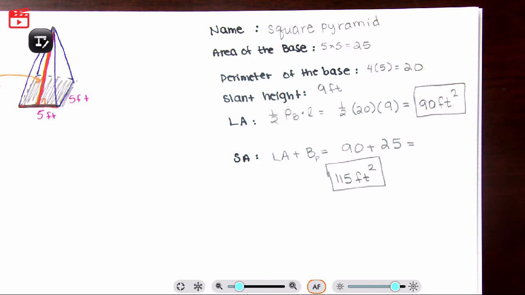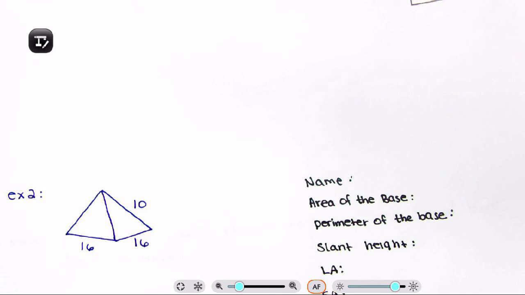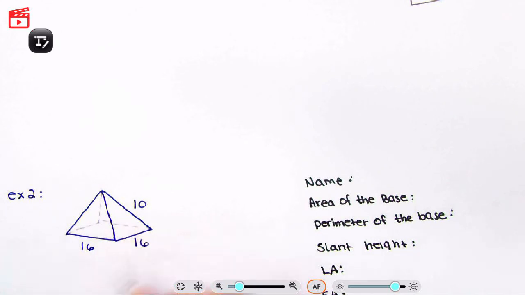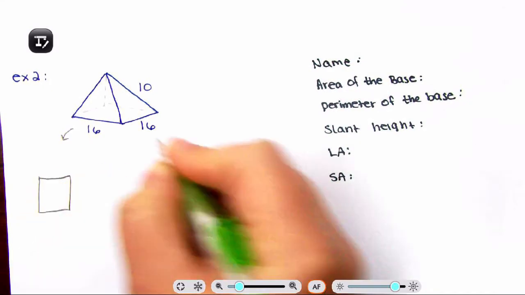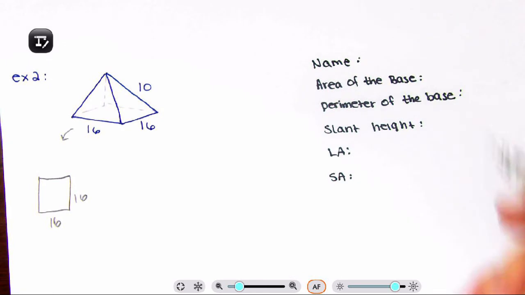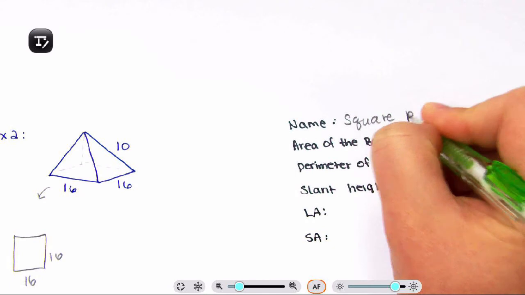All right, let's do another example. Let's go ahead and start. I have a pyramid. Let's draw this out a little bit more. It looks like my base of the pyramid is once again a square. How do I know it's a square? Again, I'm going to draw it out. I have a 16 on one side, 16 on another side. So then I have a square pyramid.